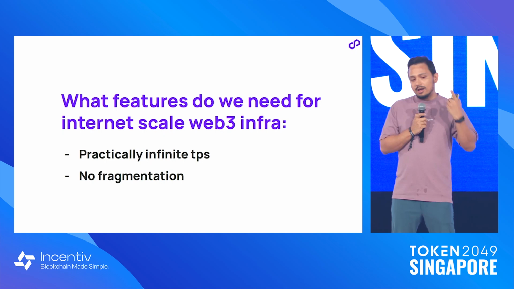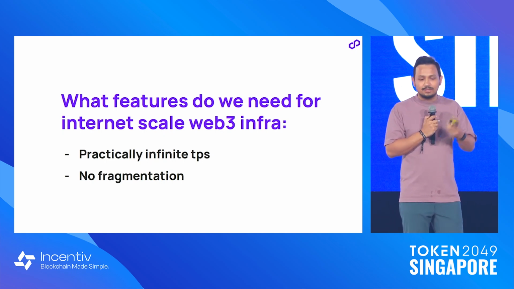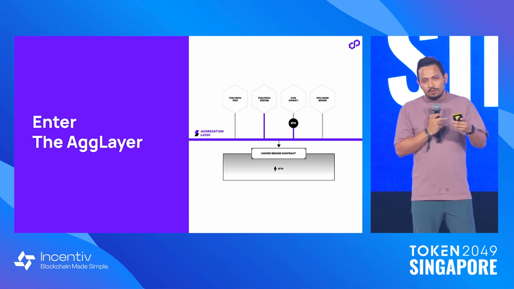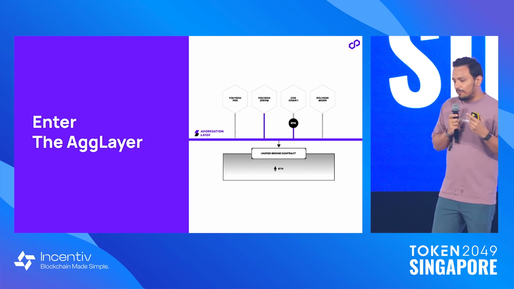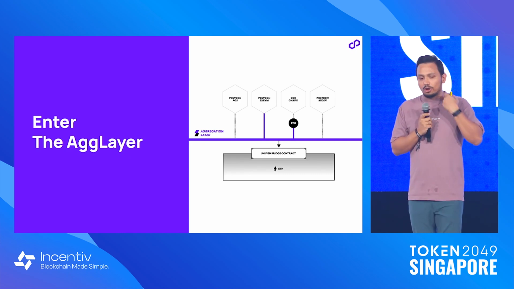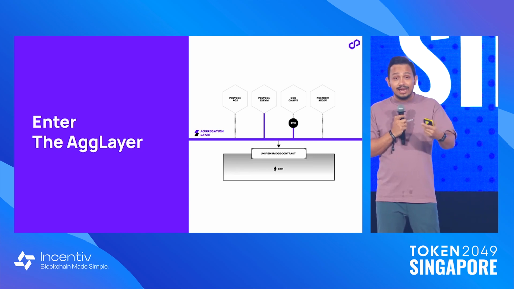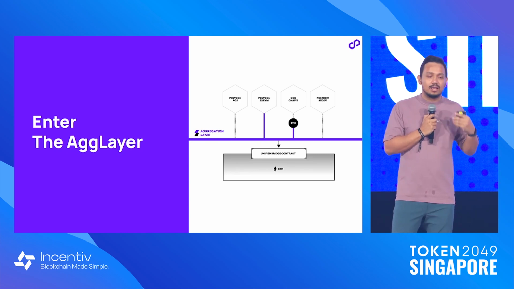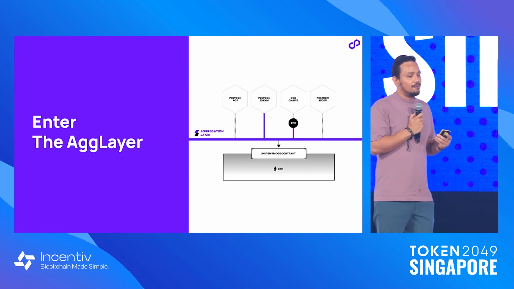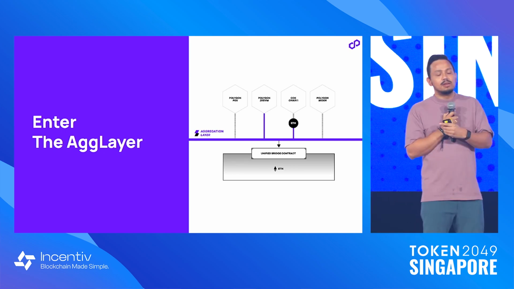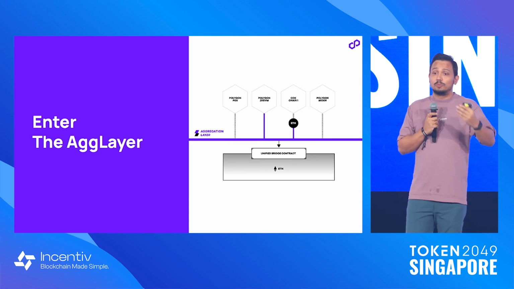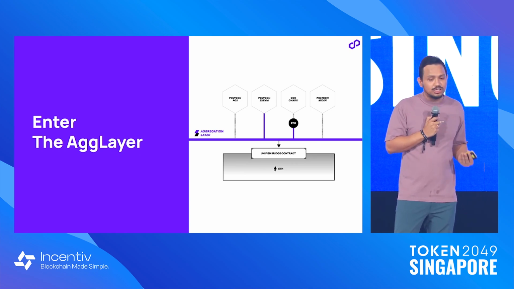So the question is, how do we prepare Web3 infra for internet scale? And for this, we need these two things: practically infinite TPS and no fragmentation. Enter AggLayer. I think most of you would know that Polygon's latest product, from our 6-year journey of building and development, is AggLayer. And I in fact request you, or even challenge you, to speak to a lot of researchers in the blockchain space.